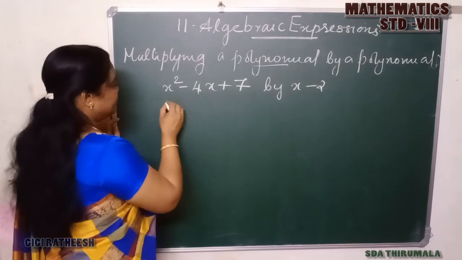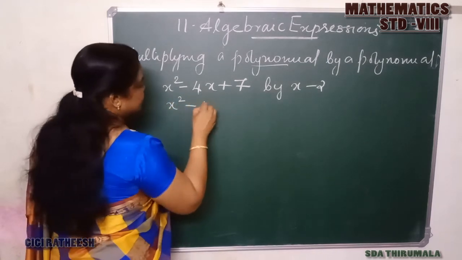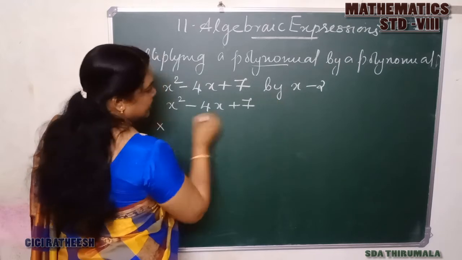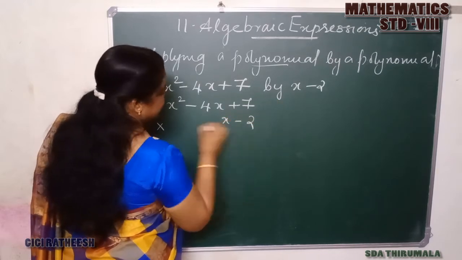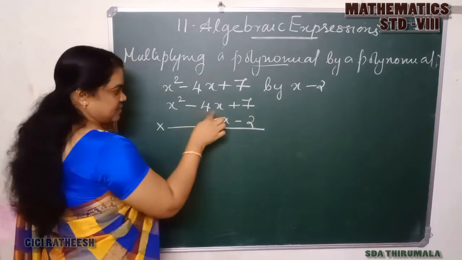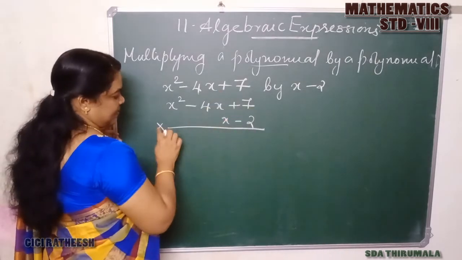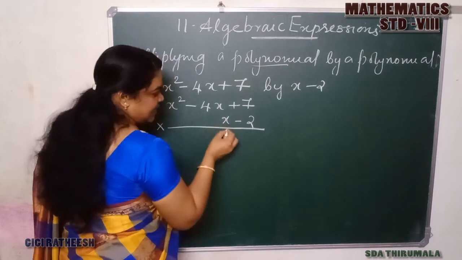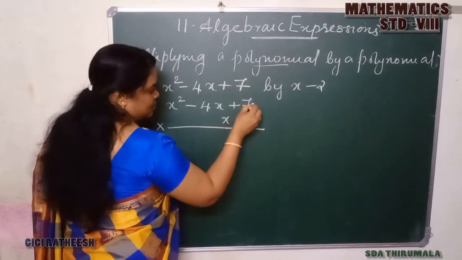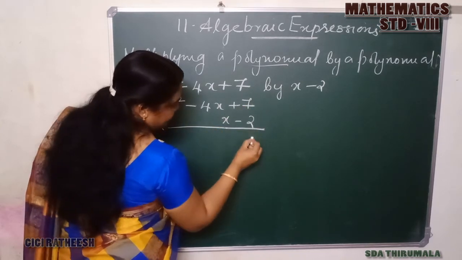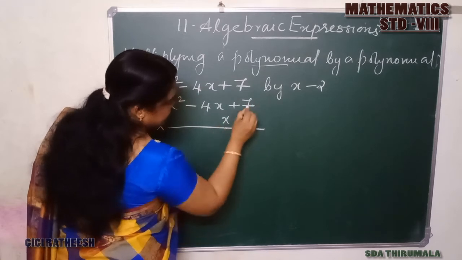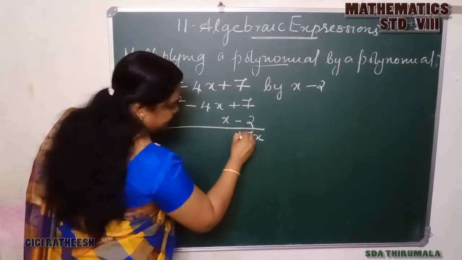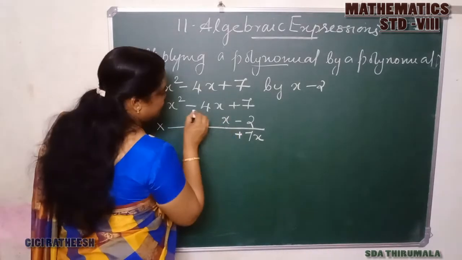Here the first one is x square minus 4x plus 7 multiplied by x minus 2. First you multiply this x, the left side one, by 7, and then write it below: x into plus 7 is plus 7x. And after that, x into minus 4x.